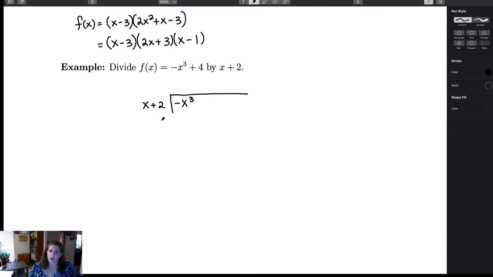Anytime you are missing terms, if you're going in descending order by power, you have to add them. So I have plus 0 x squared plus 0x plus 4. I'm not actually adding anything, but these are placekeepers in order to make sure that my factors come out correctly. All right, so x goes into negative x cubed. I'm going to end up with a negative sign. If I were to put those one on top of the other, x would cancel, so negative x squared. Multiplying, negative x cubed minus 2x squared, and then we're subtracting.